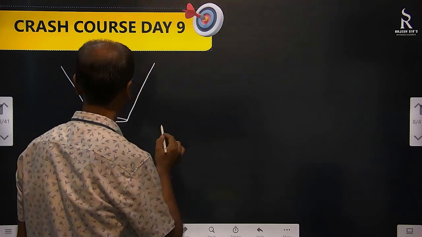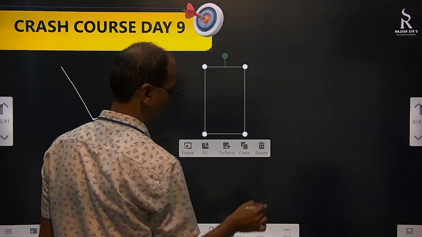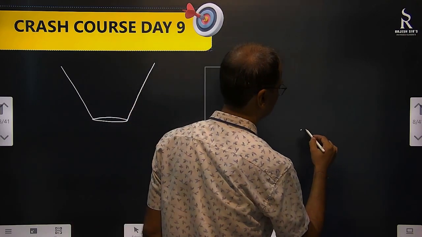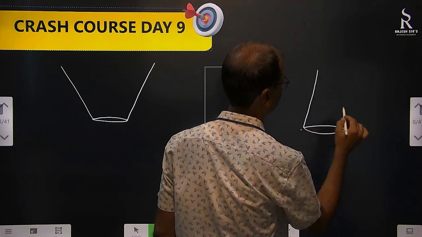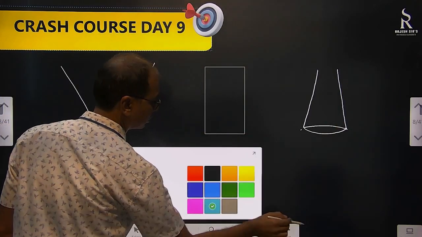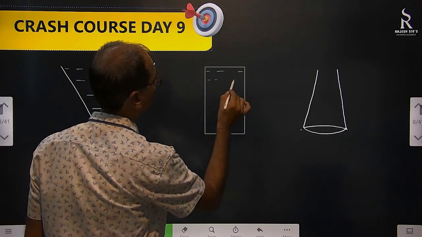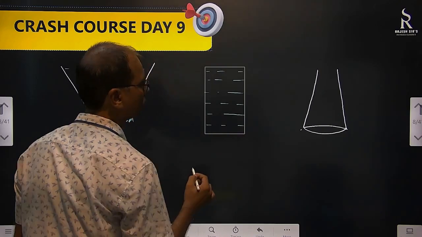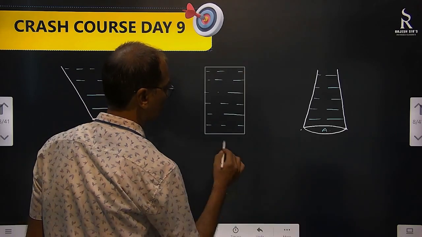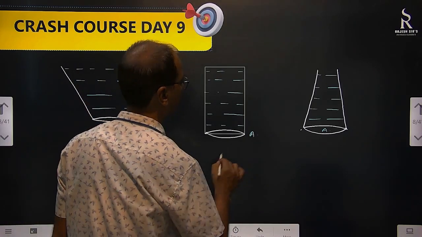And another container is the same way, straight only. Like this only. And another one we will make something like this. Okay, in all of them, the liquid is kept at the same height. So the liquid has the same height, and the base area of all is the same. Here also, this is A. This is also the same A. Density is the same.